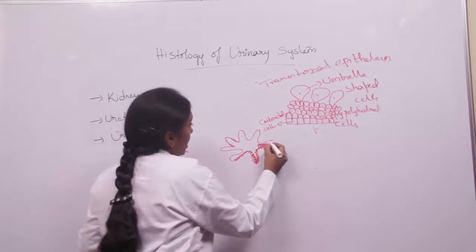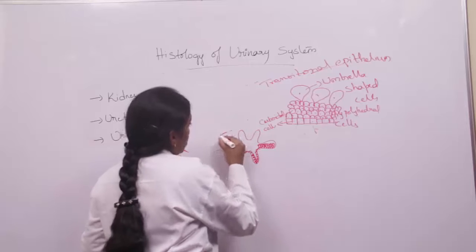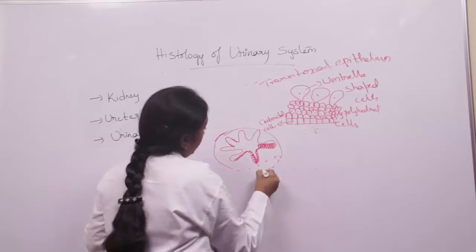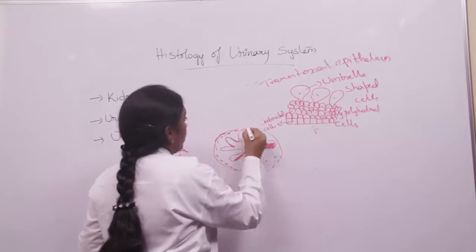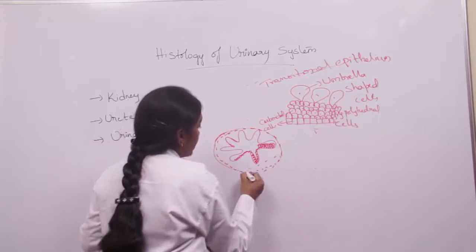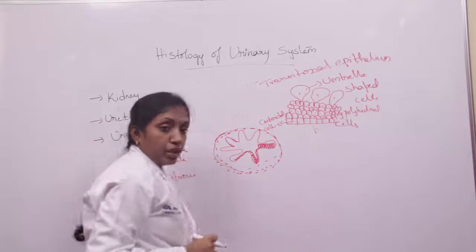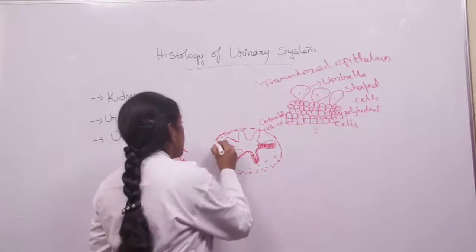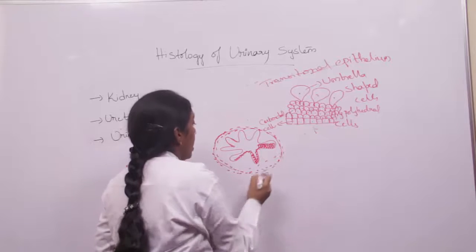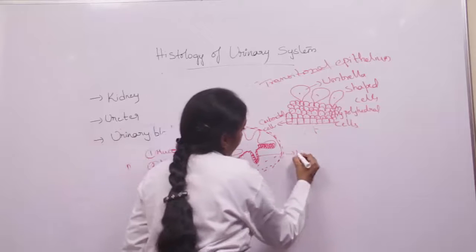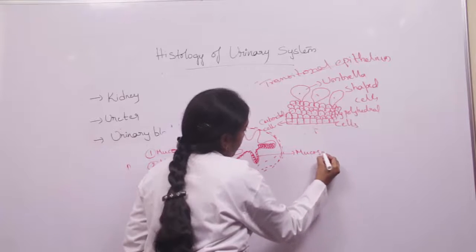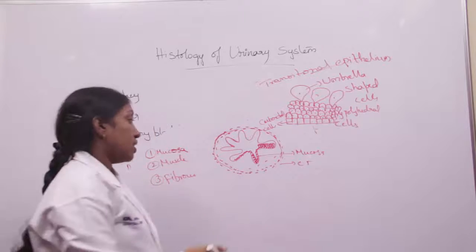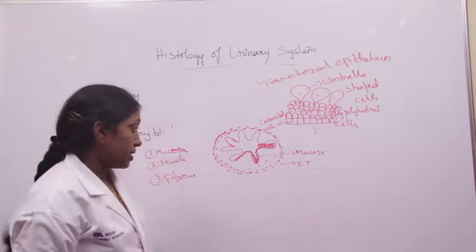So this is the mucosa lined by epithelium. The outer layer consists of fibrous tissue. In the connective tissue, you will be able to see some blood vessels, diffuse lymphocytes, and some collagen and reticular fibers. This is the connective tissue layer, and this is the mucosa.